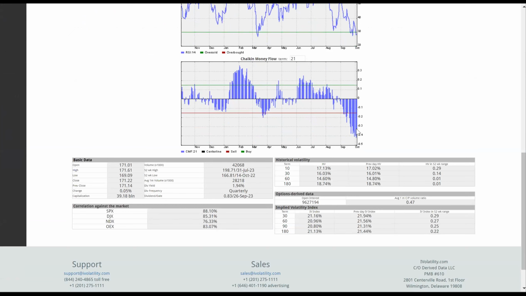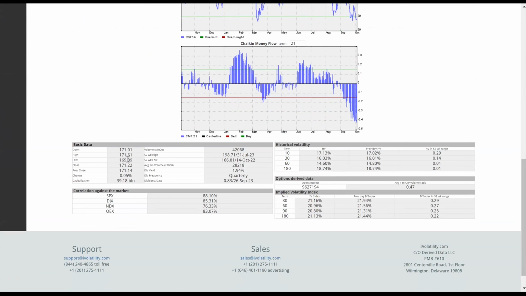While we're down here, you'll get basic data on the stock. You'll get open, high, low, close. You'll get the percentage change. You'll get dividend information. You'll also get the correlation. This is really cool. It's a shortcut to get correlation to major indices. So we have SPX, we have Dow, we have NASDAQ down here.